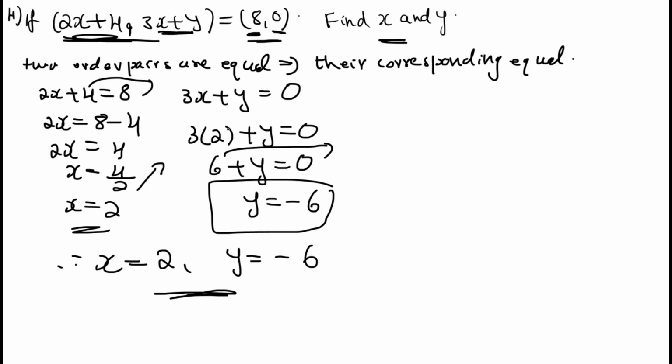Okay, it's a very important one mark question. Just use the concept: ordered pairs are equal means their corresponding elements are equal.